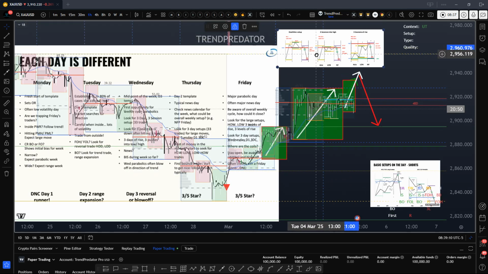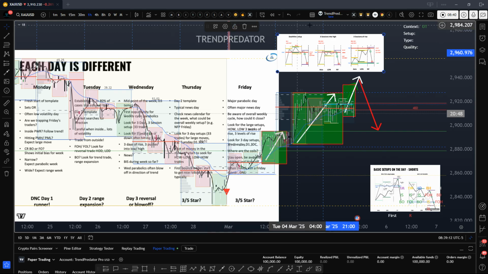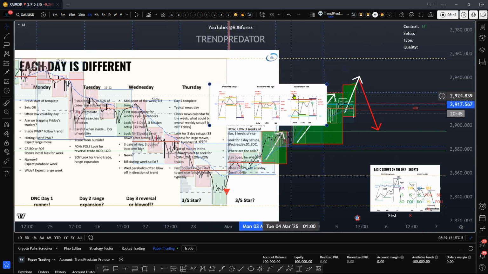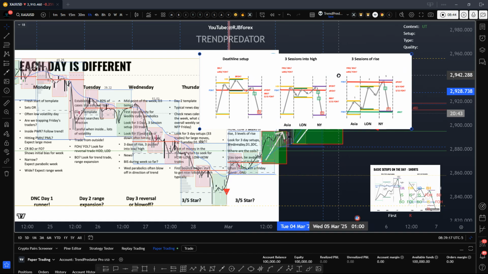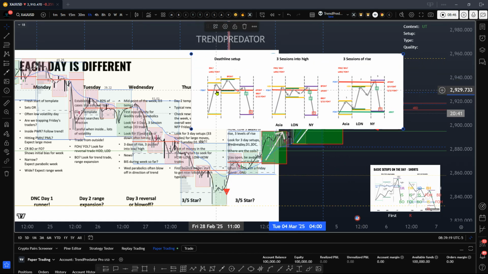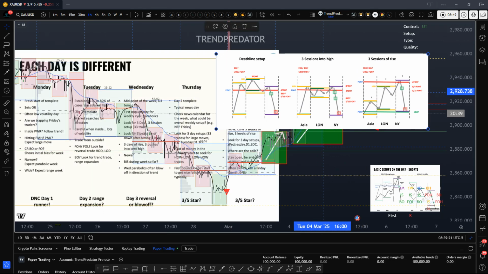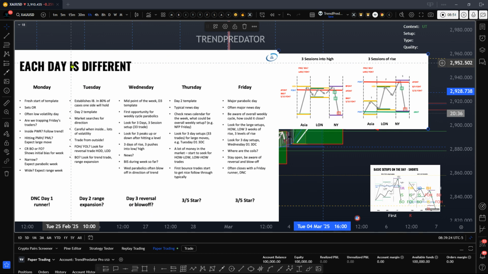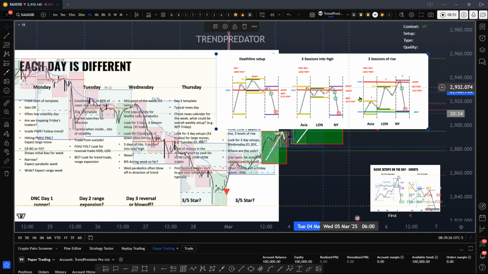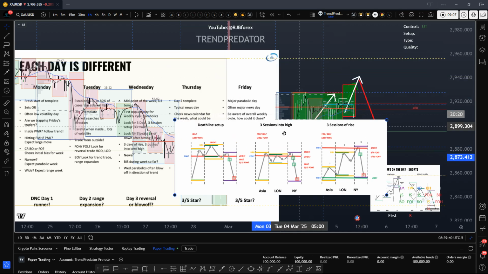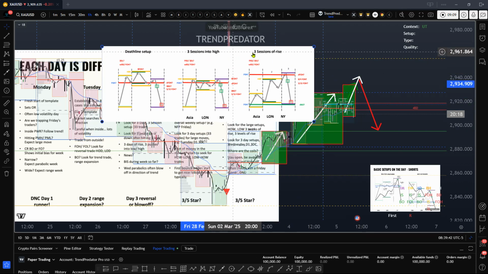Okay, so here we've got a situation whereby, for instance, let's have a look. 1. So there's the previous day high. London hit it. Then you've got Asia hitting it. And then you've got New York hitting it. And boom, parabolic sell-off. So let's have a look at the current state of play.